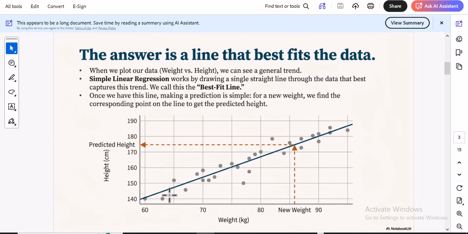And so we can say that simple linear regression works by drawing a single straight line through the data that best captures this trend, and we call this the best fit. Again, earlier I mentioned that there could be multiple regression lines passing through these points, but we need a line that actually has the best fit. And what does it mean by the best fit? We'll discuss in a moment.